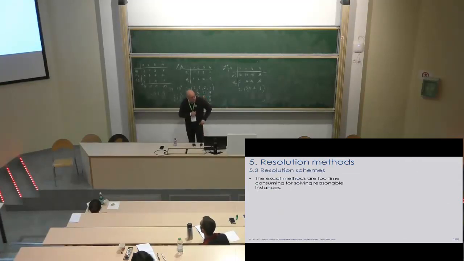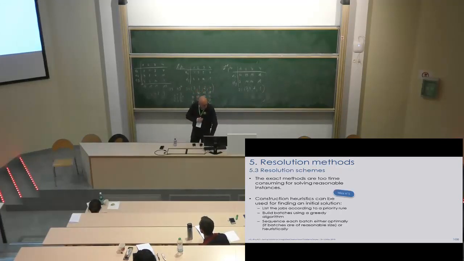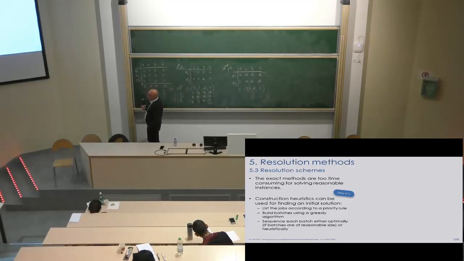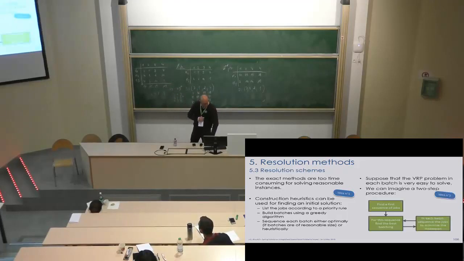Okay, there are a lot of resolution schemes. The exact methods are too time consuming for solving reasonable instances, of course. The first idea is to use construction heuristics. So you list the jobs according to priority rules. That's what I did when I said we sequence the jobs in EDD order. Then you build batches using a greedy algorithm, for example, and you sequence each batch either optimally, if the batches contain few jobs. Most of the times the batches contain very few jobs, so the vehicle routing can be solved optimally, or with a heuristic.